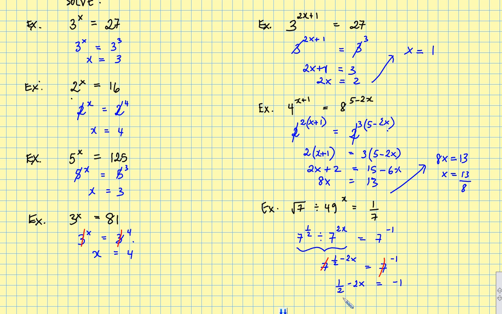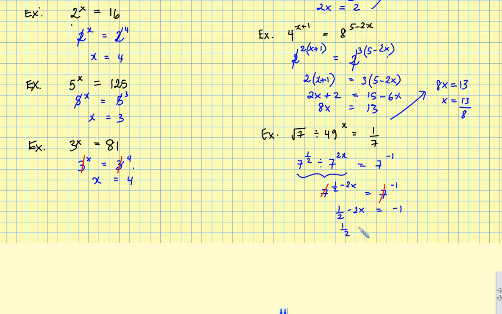And I can say 1/2 plus 1 is equal to 2x. And now I simply isolate for x. So it's 1/2 plus 2 over 2, getting a common denominator, equals 2x. I get 3 over 2 is equal to 2x, and therefore x becomes divide by 2, it goes to 3/4. And there's my solution for that last question.